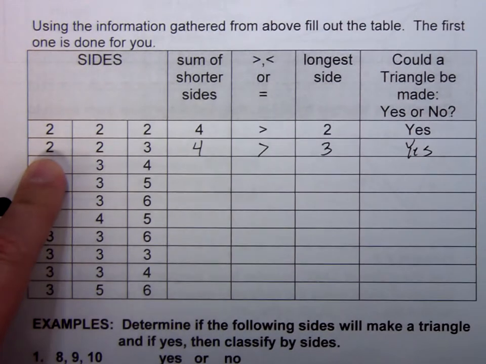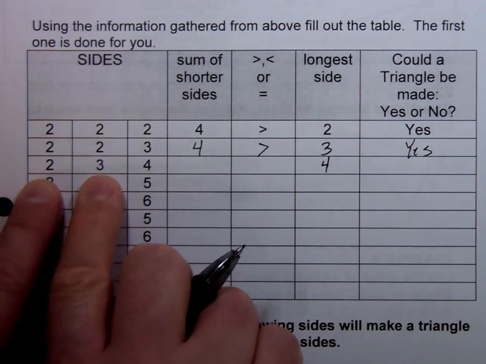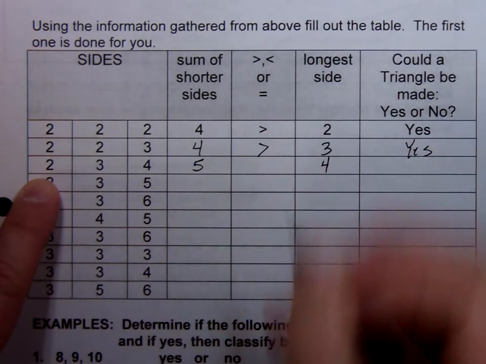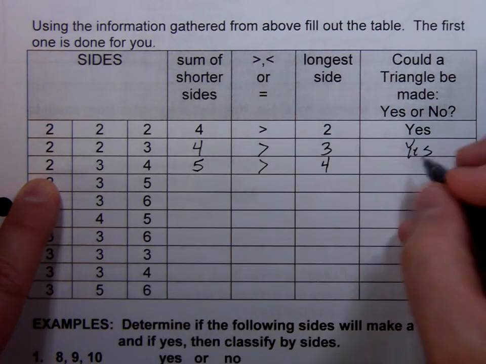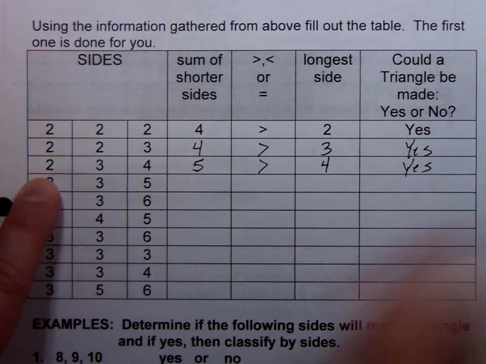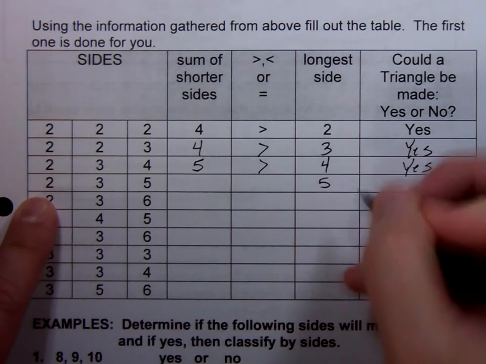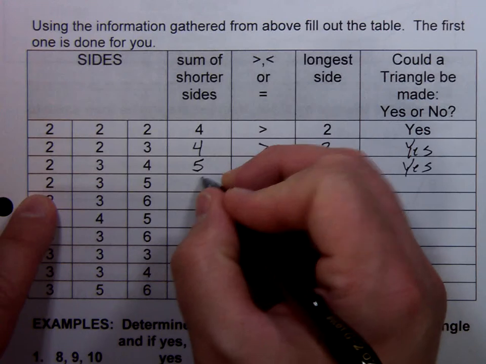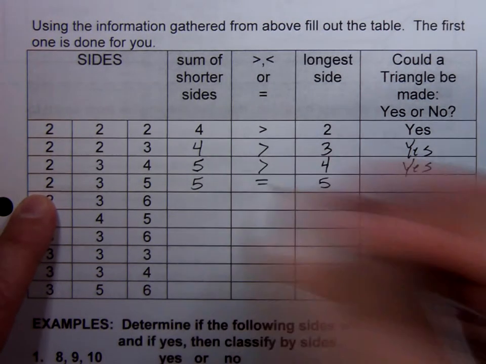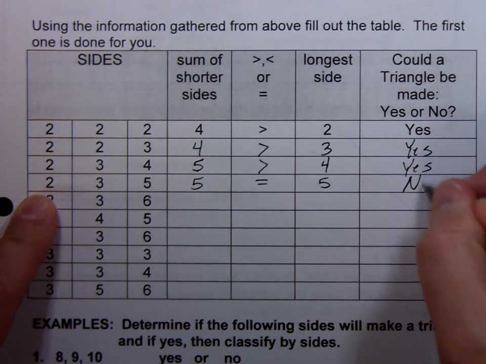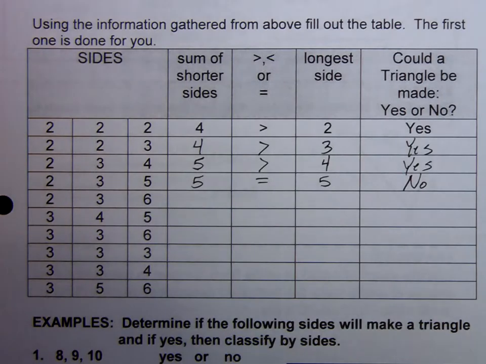Okay, here, the longest side is 4. The two shorter sides are 2 and 3, so the sum of those is 5. And 5 is greater than 4. So the sum of the two shorter is greater than the longest. Yes, we can make a triangle out of that. Okay, the longest side here is 5. The sum of the two shorter sides is 5. Alright, this time the sum of the two shorter sides is equal to the longest side. We cannot make a triangle out of that. That sum has to be greater than the longest side.